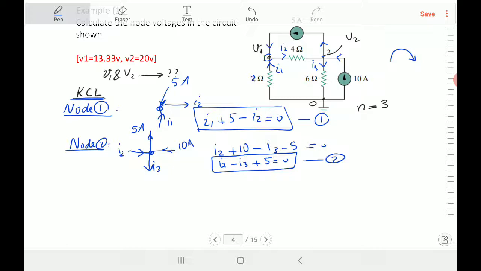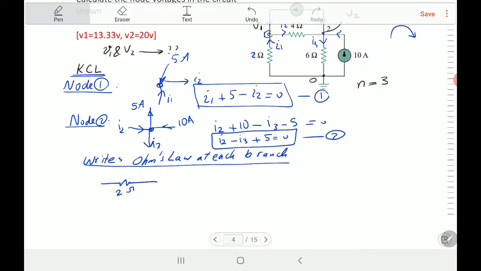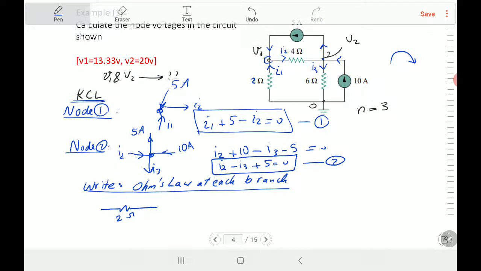Now we'll go for the step after that. We will write Ohm's law at each branch. Okay, let's look at this branch first. This branch also, let's make it like that. It's 2 ohm, and the voltage here is 0.